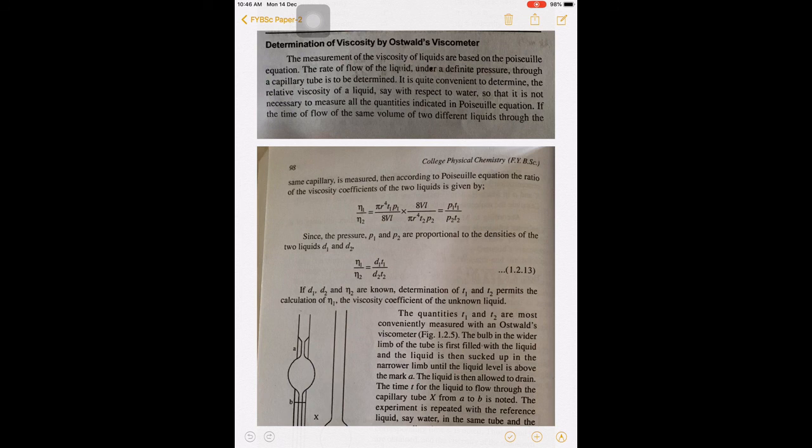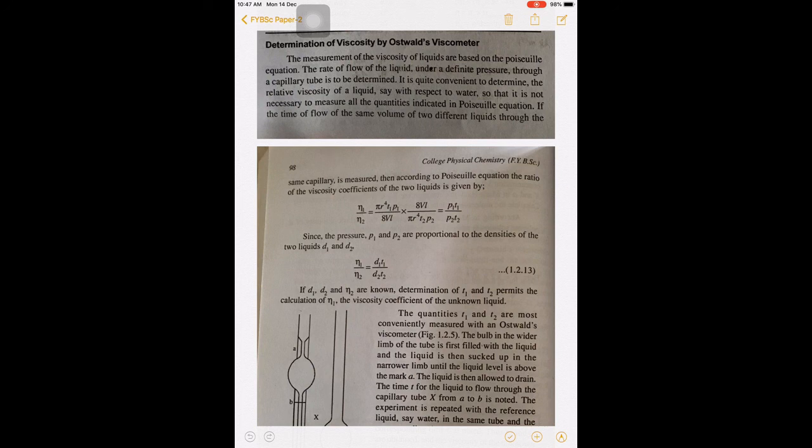The measurement of the viscosity of liquids is based on the Poiseuille equation. The rate of flow of liquid under a definite pressure through a capillary tube is to be determined. It is quite convenient to determine the relative viscosity of a liquid, say with respect to water, so that it is not necessary to measure all the quantities indicated in the Poiseuille equation. If the time of flow of the same volume of two different liquids through the same capillary is measured, then according to the Poiseuille equation, the ratio of viscosity coefficients of the two liquids is given by.